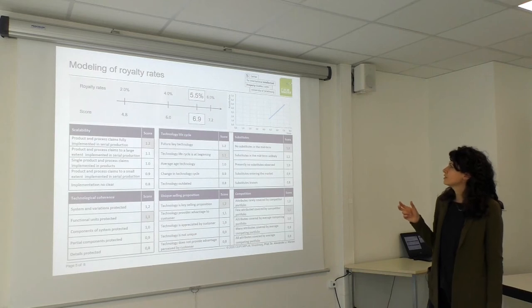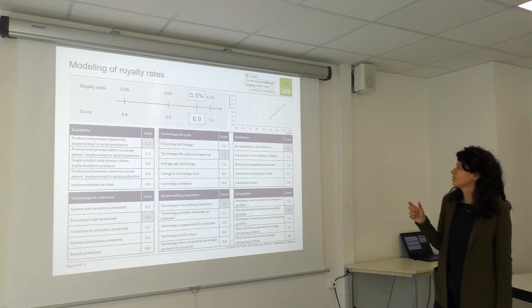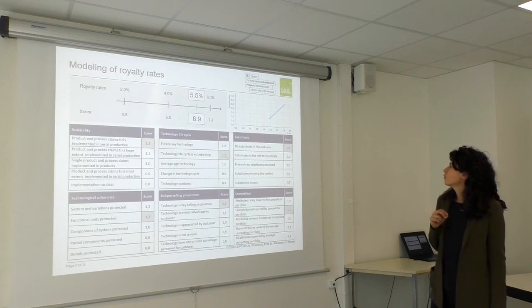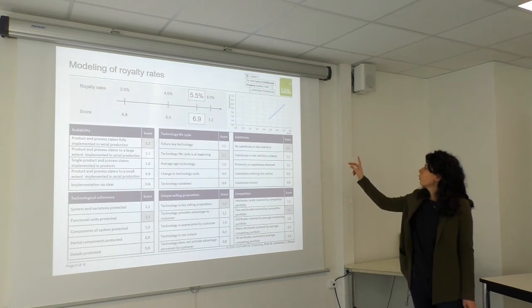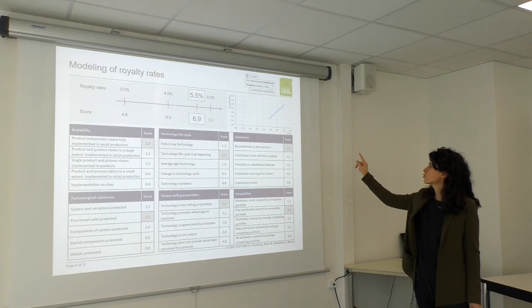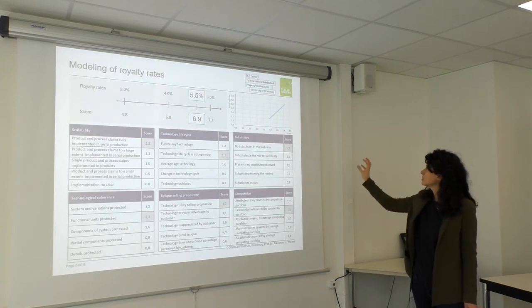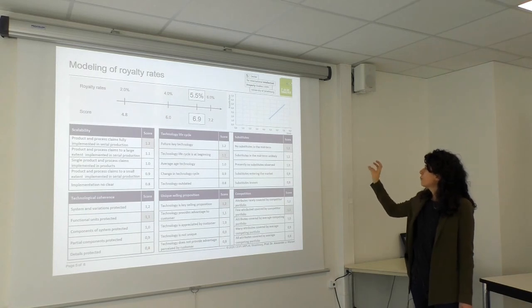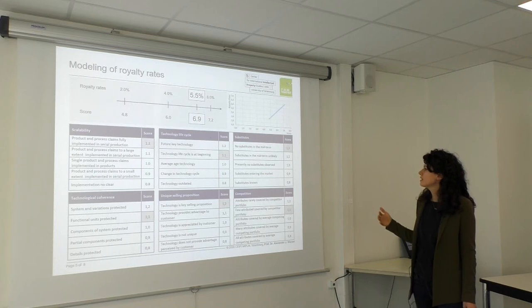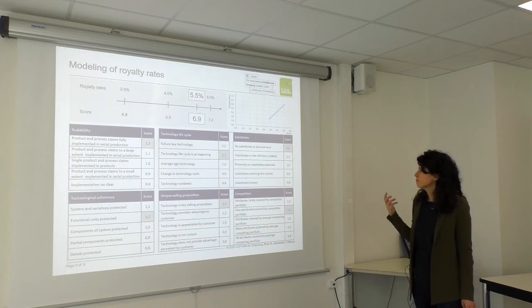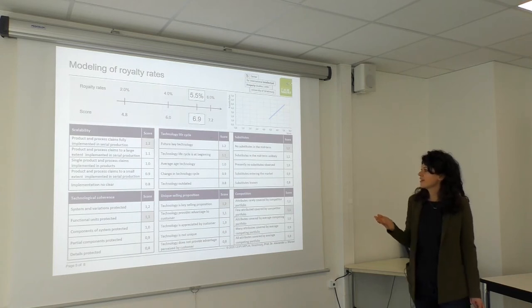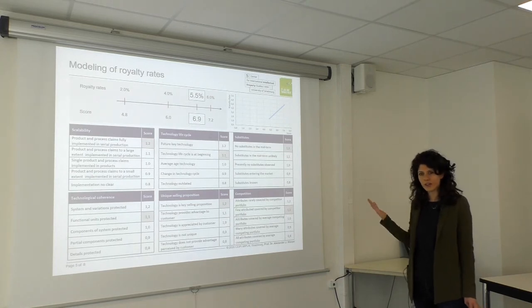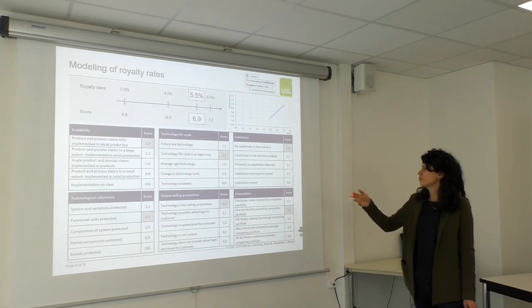Now, within this range, we need to identify the appropriate royalty rate, and for doing that, we make use of this linear scoring model, where the royalty rate is a function of the score. We obtain this score by assessing the Schneider portfolio against technological and competition factors. In practice, we identified six factors, and we assign a score for each of them against the Schneider portfolio, from a value of 0.8 to an upper level of 1.2.